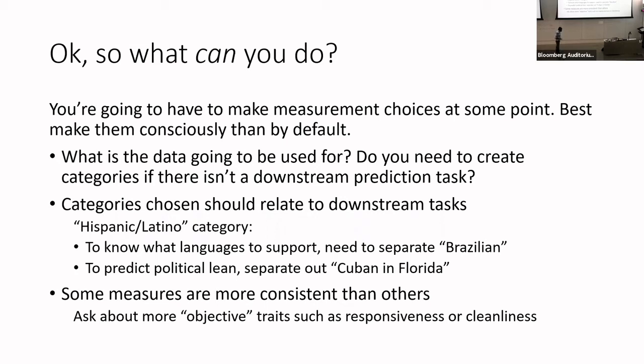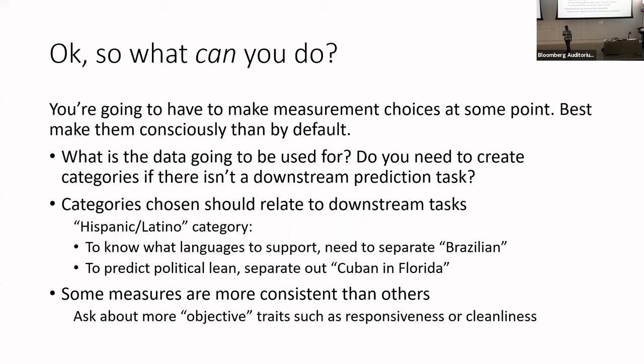Yeah, it's a great question. The question is, if there isn't a downstream prediction task, what should you do? There I would think about why you're creating categories at all. If you don't have a downstream prediction task, do you really need to create certain categories? Why ask people about their gender or race and ethnicity if you're never going to do anything with it? Collecting data for data collection's sake is usually not a great idea. So first, think about whether you need to collect it at all.